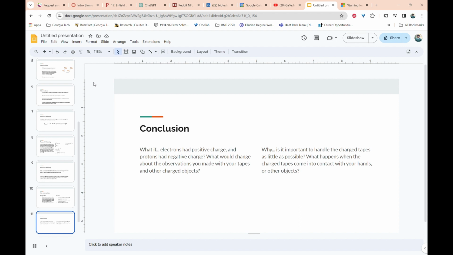Why is it important to handle the charged tapes as little as possible? Handling these charged tapes allows electrons to flow between your hands and these tapes, and this is also true when the tapes are in contact with other objects. This reduces the charge magnitude on the tapes and therefore will provide less experimental power.